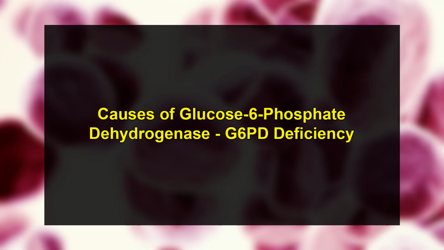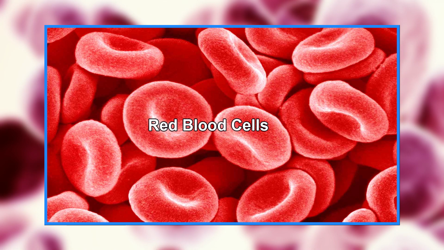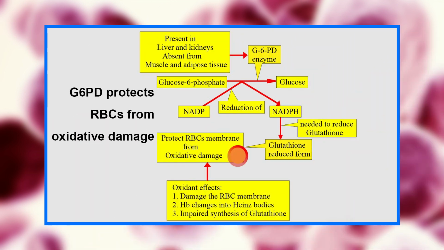Dear students, let's now understand the causes of glucose 6-phosphate dehydrogenase deficiency. Glucose 6-phosphate dehydrogenase deficiency results from mutations in the G6PD gene. This gene provides instructions for making an enzyme called glucose 6-phosphate dehydrogenase. This enzyme is involved in the normal processing of carbohydrates. It also protects red blood cells from the effects of potentially harmful molecules called reactive oxygen species, or ROS, which are byproducts of normal cellular metabolism or functions.